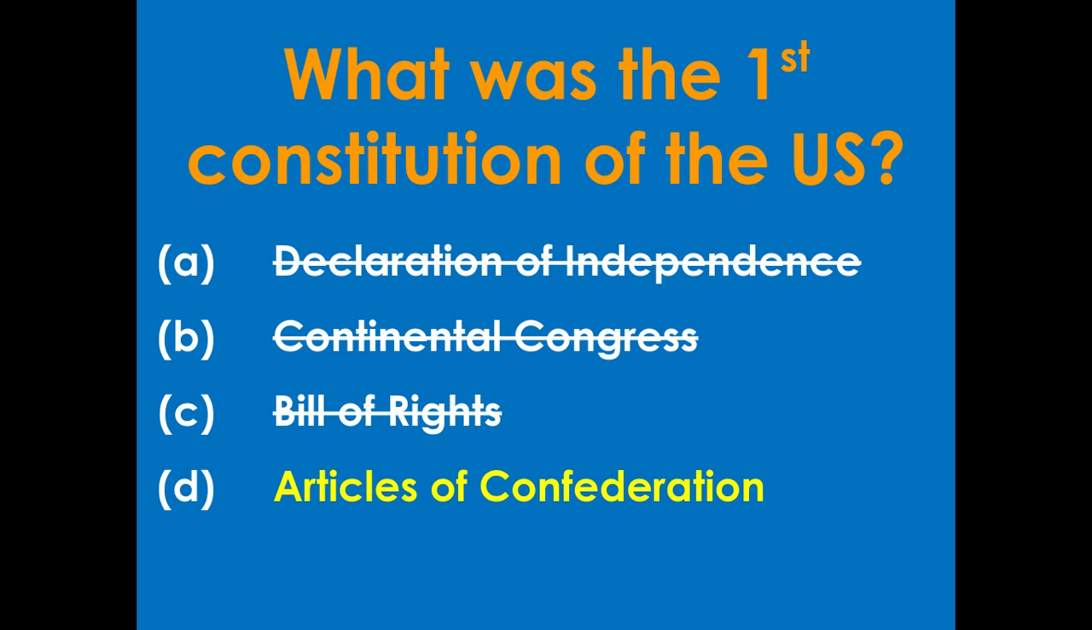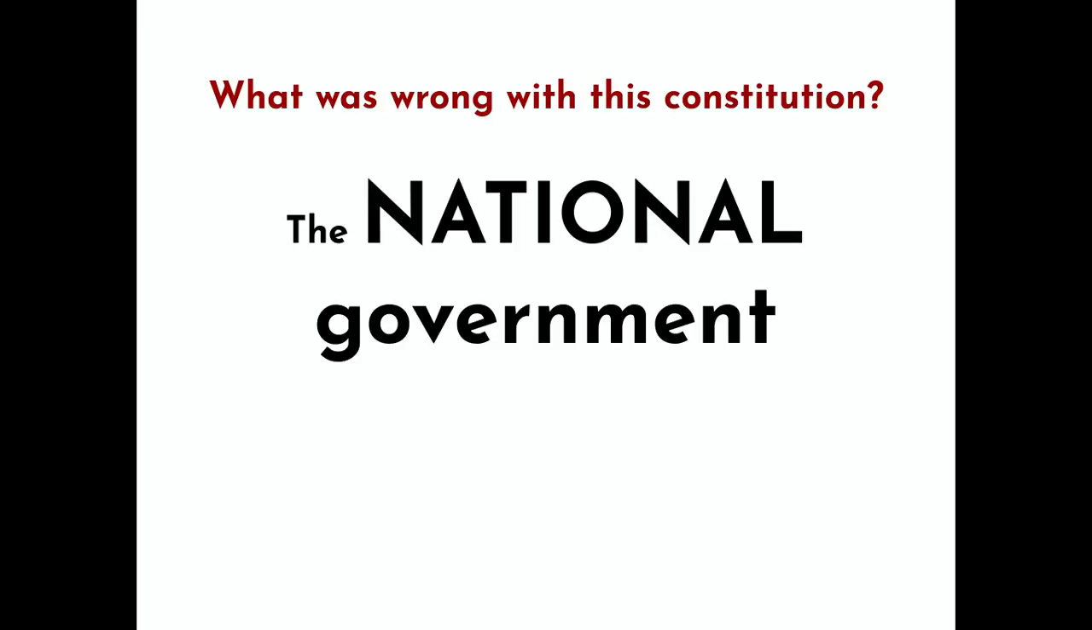Now, you can probably get through life with just knowing a tiny bit about the Articles of Confederation. One fact you should know about it is that it is our first Constitution. That will get you through most of the questions you will ever get about it. The other question you might be asked, which is equally important, is what was wrong with the Articles of Confederation? What was wrong with this Constitution?